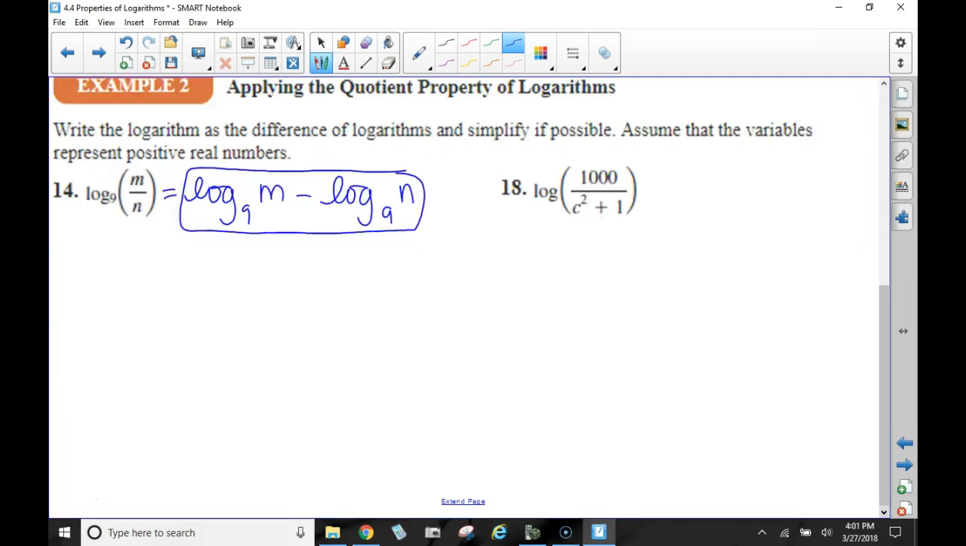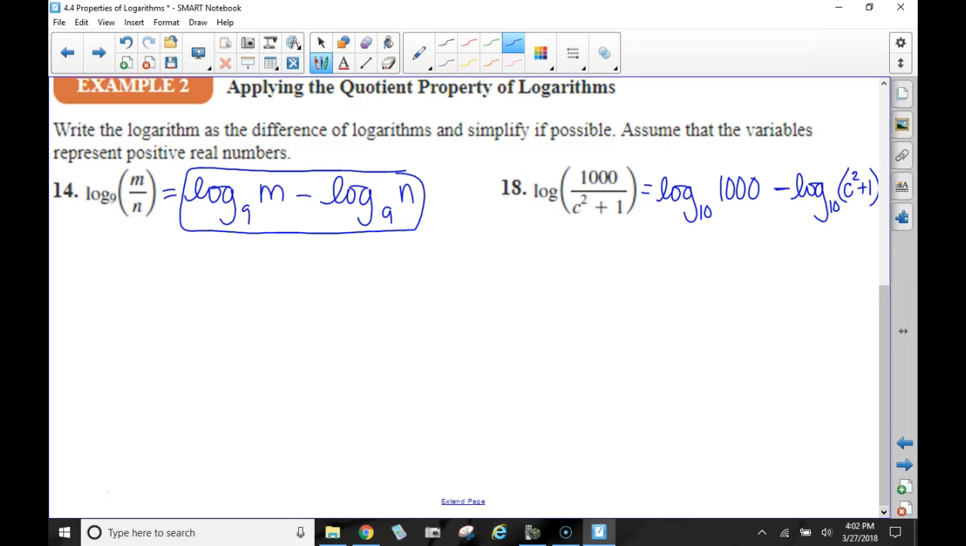There we go. All right, on number 18, this is going to be simplified as the log of 1,000, now understood to be with base 10. Ooh, that's going to clean up. Minus the log of, I'm going to run out of room here, c squared plus 1 with base 10 also.